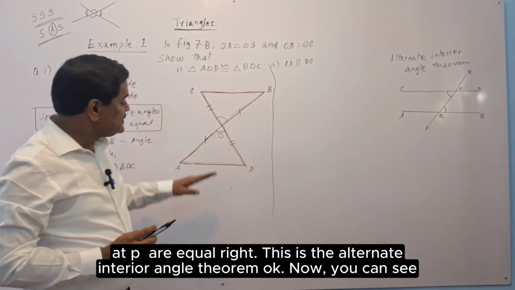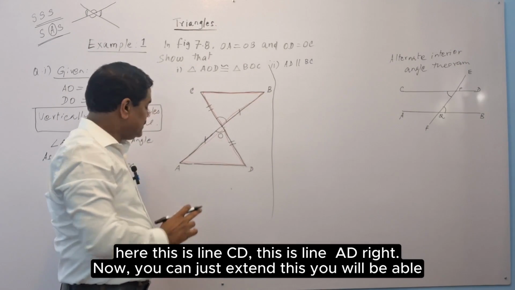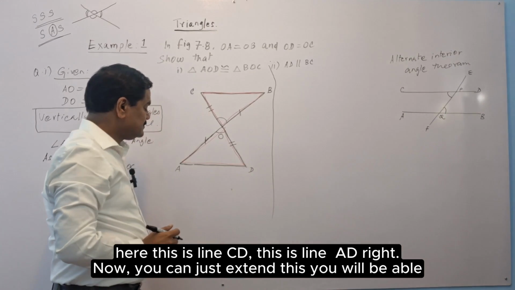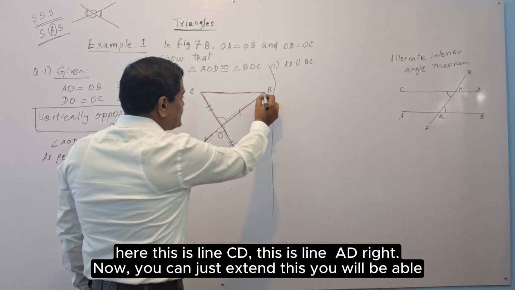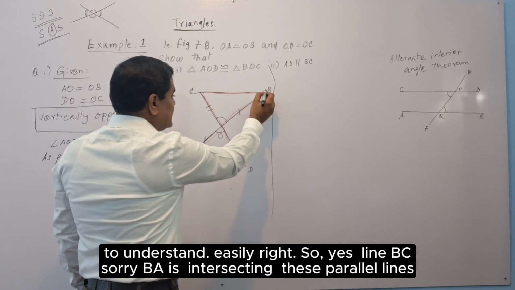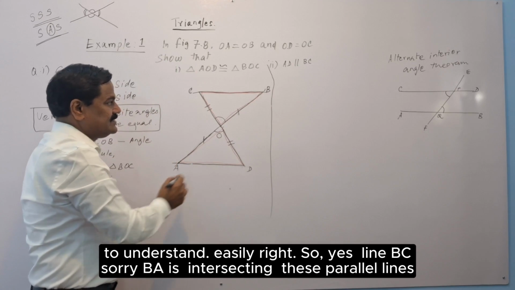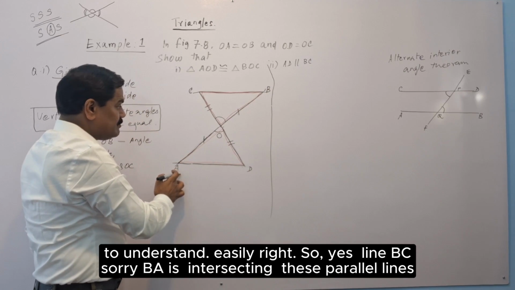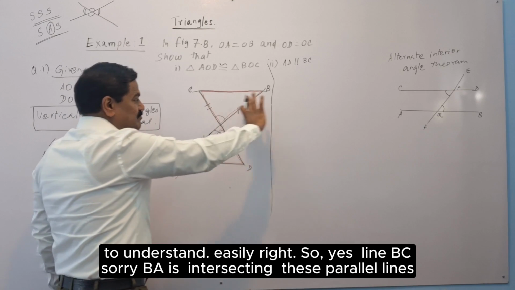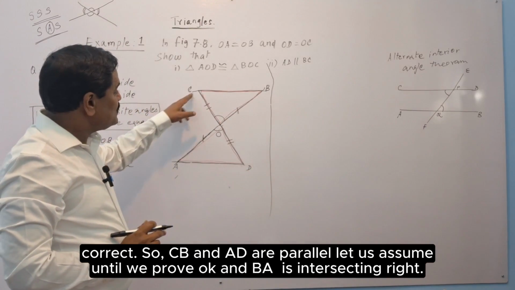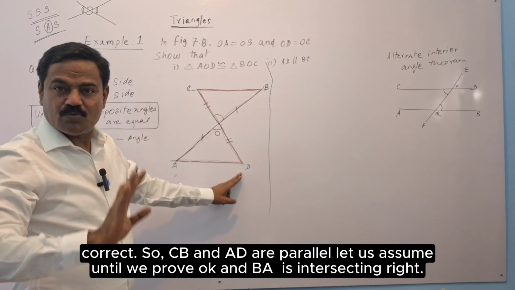Now you can see here, this is line CB, this is line AD. Now you can just extend this and you will be able to understand easily. So line BA is intersecting these parallel lines, correct? So CB and AD are parallel, let us assume, until we prove it.